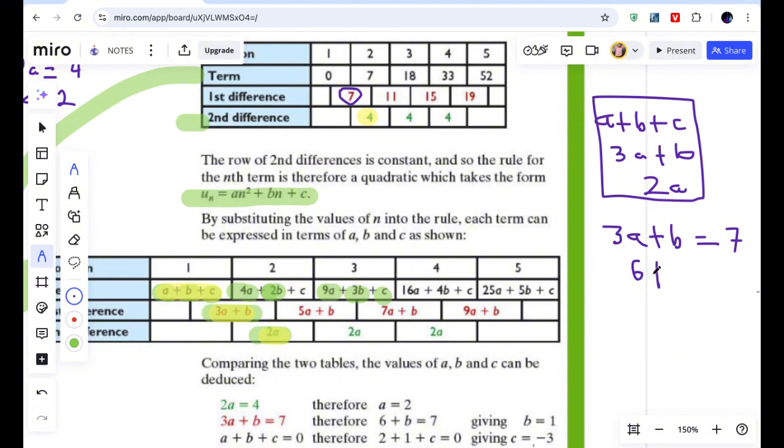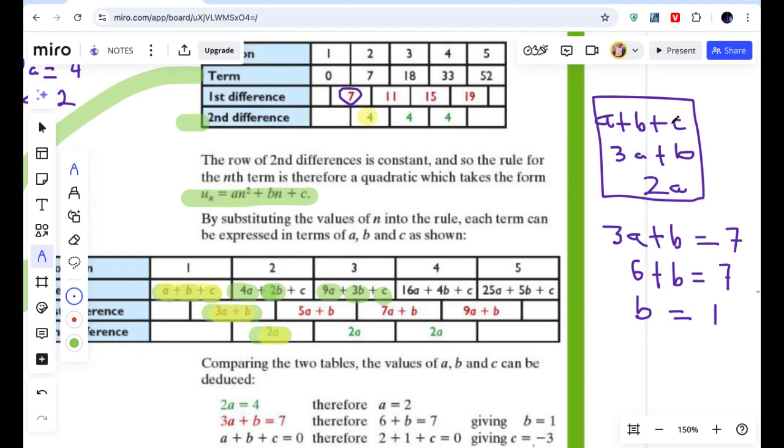Then 6 plus B equal to 7. We're going to look for B, right? So B will be 7 minus 6. You bring 6 this way. B will be 7 minus 6, so B equal to 1. So I just go straight and say B equal to 1. So B is 1. You found B.